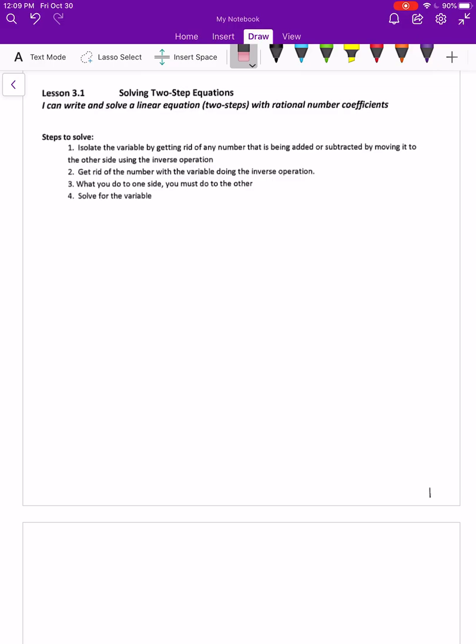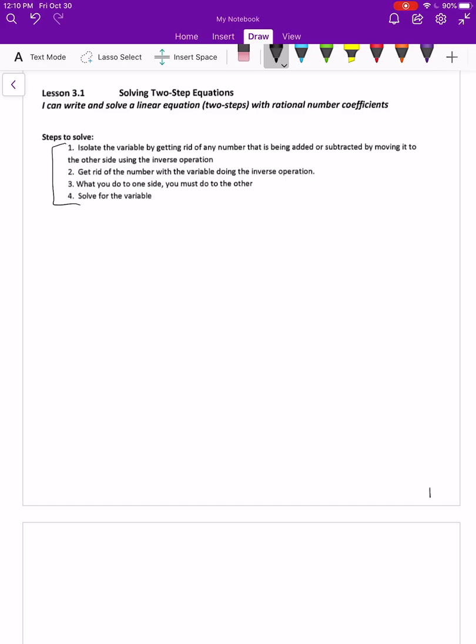So here are some of the steps. You can see they are listed right here. 1, isolate the variable by getting rid of any number that's being added or subtracted by moving it to the other side and using inverse operations. 2, get rid of the number with the variable by doing the inverse operation. 3, what you do to one side, you must do to the other. And 4, solve for the variable. Now, if that doesn't make sense, it will in a minute.